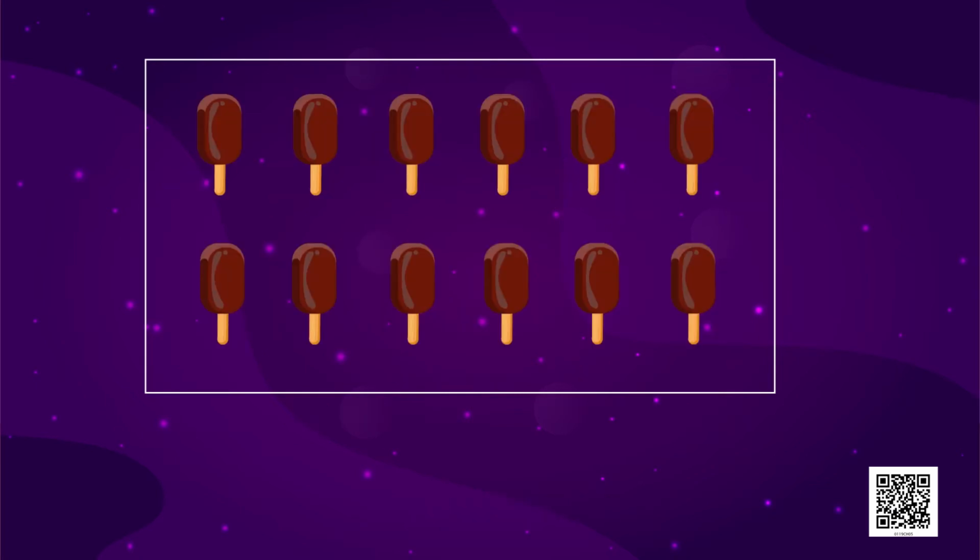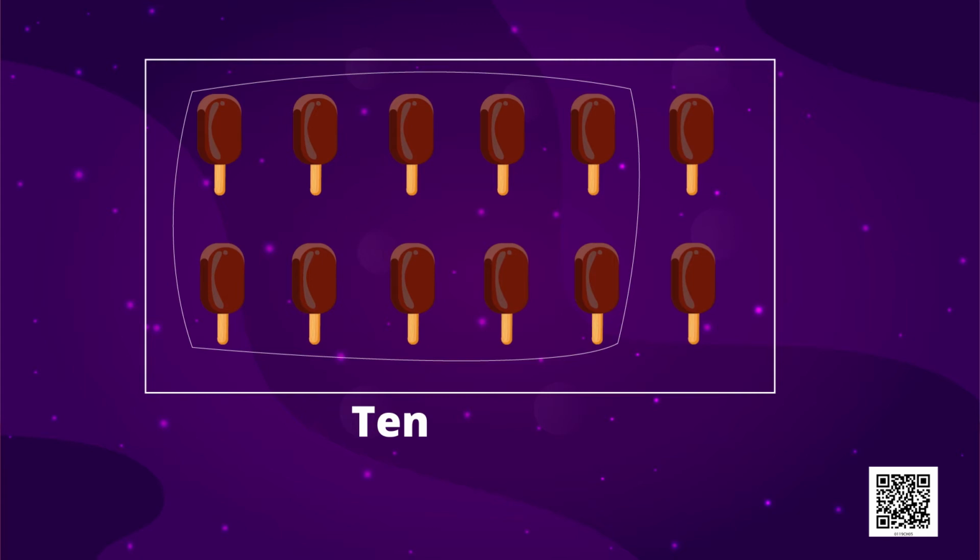Let's count these ice creams now. 1, 2, 3, 4, 5, 6, 7, 8, 9, 10. Let's circle these 10 ice creams. Now we have another 10. So children, are there any more ice creams here? Let's count. 1, 2. Yes, there are 2 more ice creams. It means there were 12 ice creams. 10, 11, 12. A little lesser than turnips.